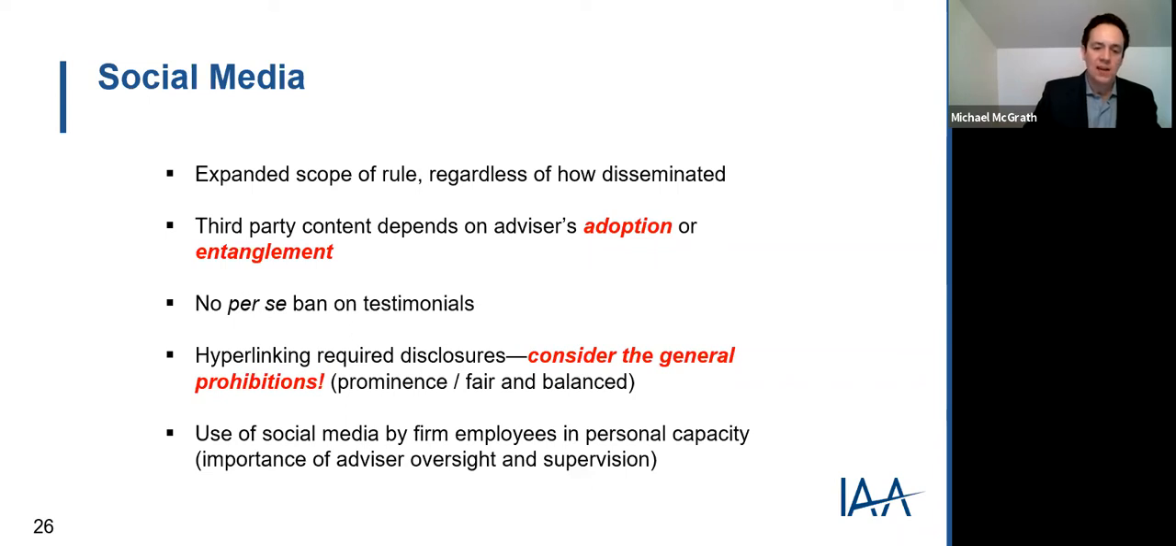But if you're going to do that hyperlinking, I think it's very important to consider that you probably should draw some attention to the hyperlinks, and there may be situations where you need to have something be more prominent just to ensure it's not misleading. But all of these developments make social media easier to implement and a lot cleaner, but it's going to take some time parsing through the rule to implement them in the form of actual policies. Next slide, please.